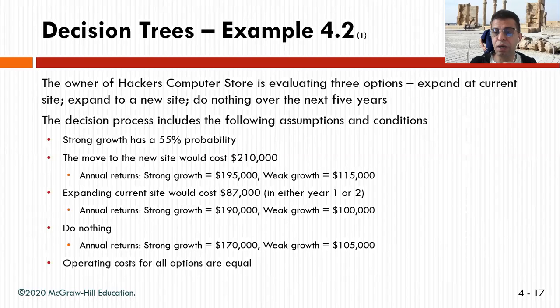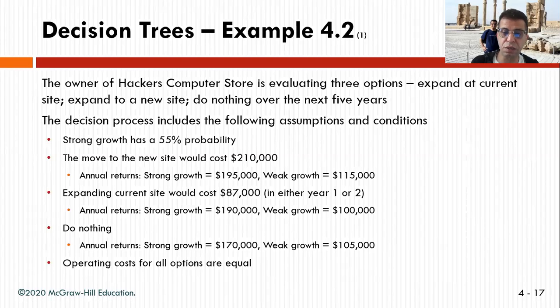So right away, if you look at the numbers, you will say, well, let's move somewhere, not expand, because we're going to make strong growth of 195. And even if it's weak, it's still more. But this is not how it looks. Let's say we do nothing. In do nothing, if there is strong growth, we're just going to make 170,000, and for weak growth, 105.